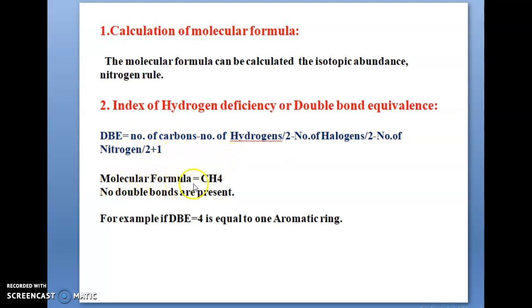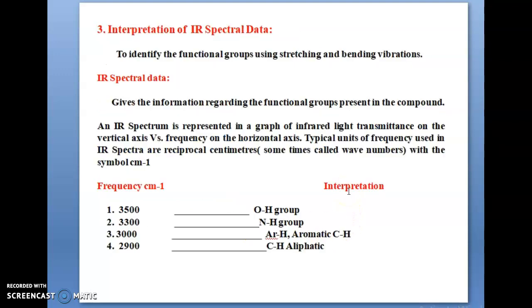Here you can see the molecular formula of methane, CH4, and you can put these values in the DBE formula. No double bonds are present. For example, if DBE is 4, it indicates an aromatic ring.